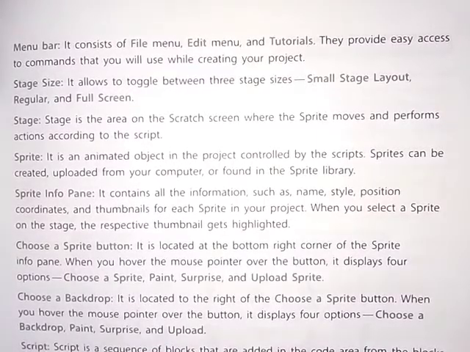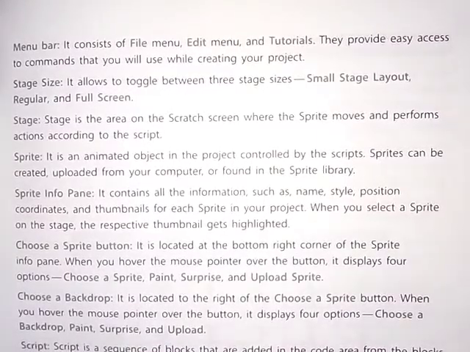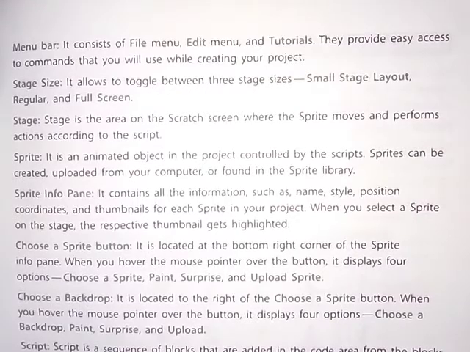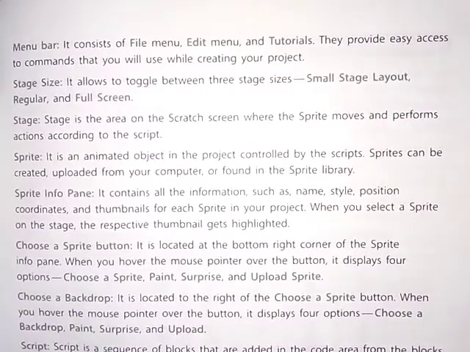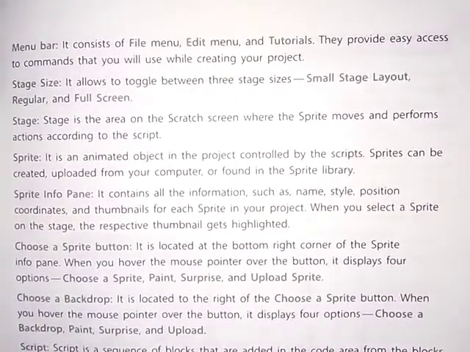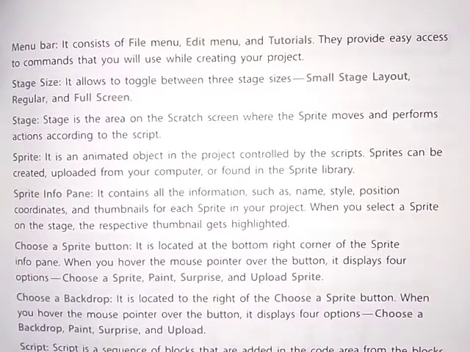Choose a sprite button. It is located at the bottom right corner of the Sprite info pane. When you hover the mouse pointer over the button, it displays four options: choose a sprite, paint, surprise and upload sprite. Choose a backdrop. It is located to the right of the choose a sprite button. When you hover the mouse pointer over the button, it displays four options: choose a backdrop, paint, surprise and upload.